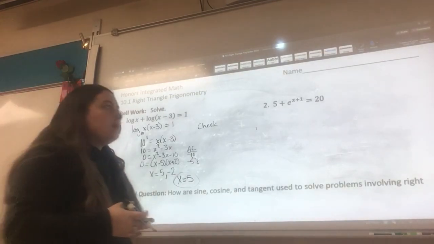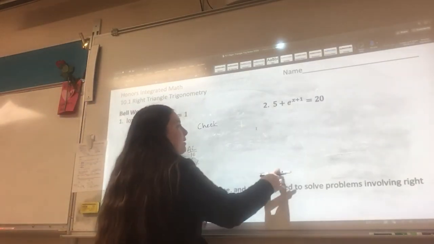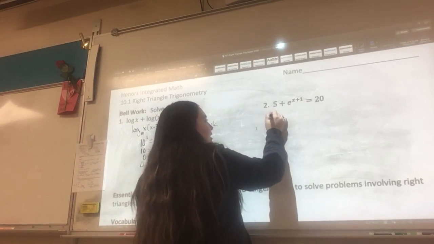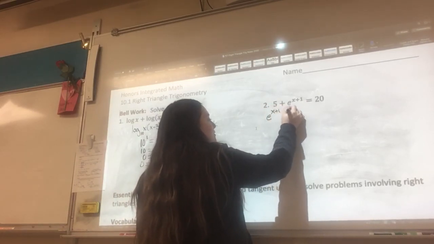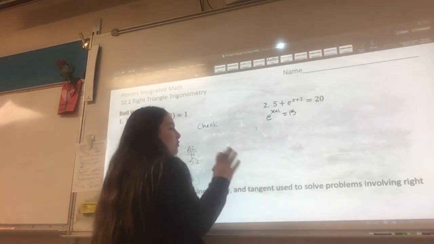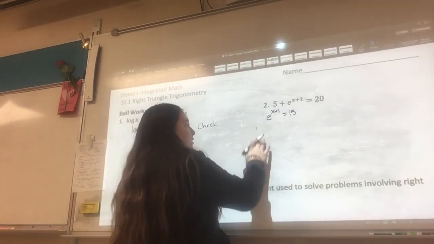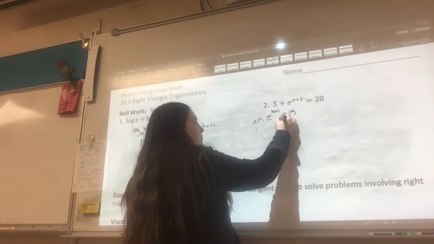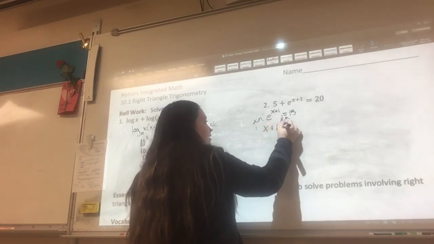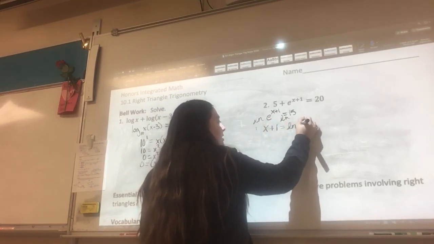Number 2, with exponentials, we want to make sure that the exponential is by itself first. We're going to subtract 5 from both sides. We're going to get e to the x plus 1 equals 15. And then I'm going to take ln to both sides, because remember, ln, the natural log, gets rid of the exponential. These will cancel. We're going to be left with x plus 1 equal to the natural log of 15.